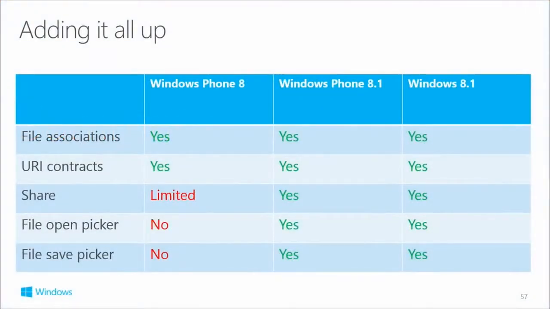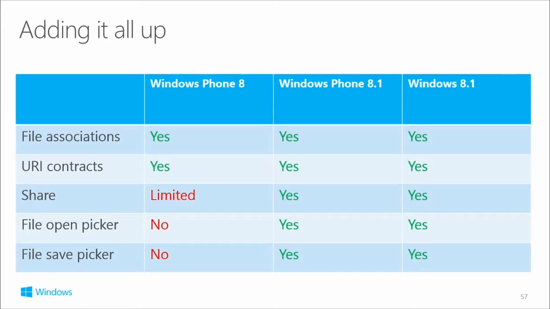So in summary about these guys, this is adding it all up. File associations, yeah, we've always had that actually. And URI Associations, yeah, we've always had that. So we've got that across all 3, Windows Phone 8, Windows Phone 8.1 and Windows 8.1. Share was kind of limited on Phone 8. We had some, but now we've got the full share contract, so it's really flexible for Phone 8.1 and Windows 8.1. The file open picker and file save picker definitely didn't have any concept of that on Windows Phone 8, but we now have great support for that on Phone 8.1 and Windows 8.1.